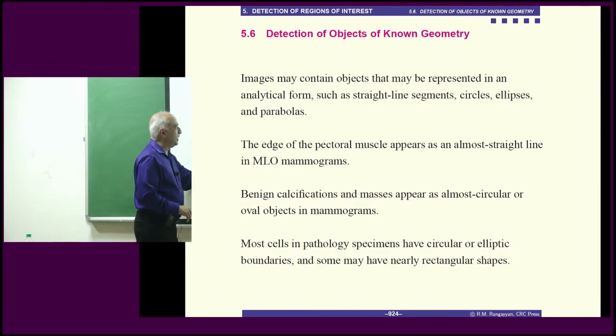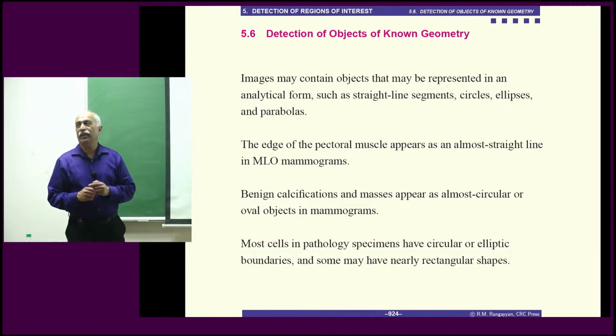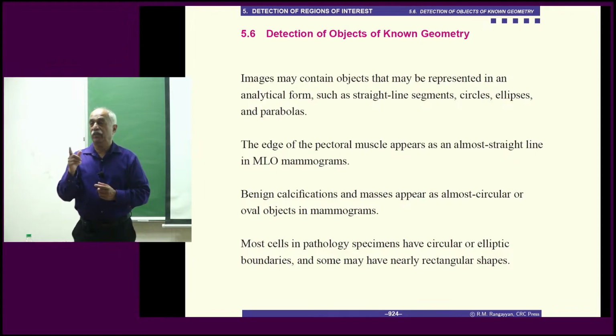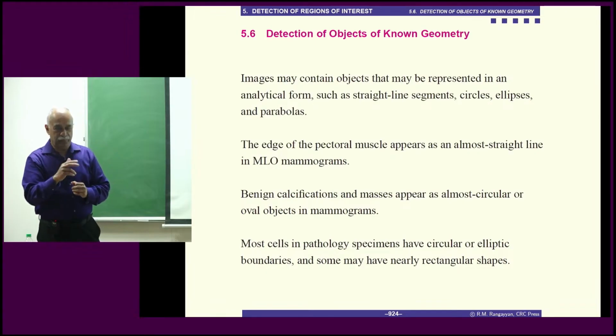Most cells in pathology specimens have circular or elliptic boundaries. Some may have rectangular shapes, and they have different connotations. So you can fit circles and ellipses and rectangles and then categorize them.